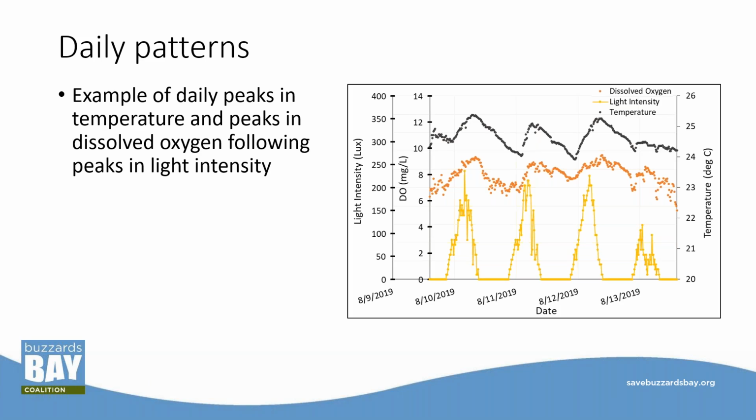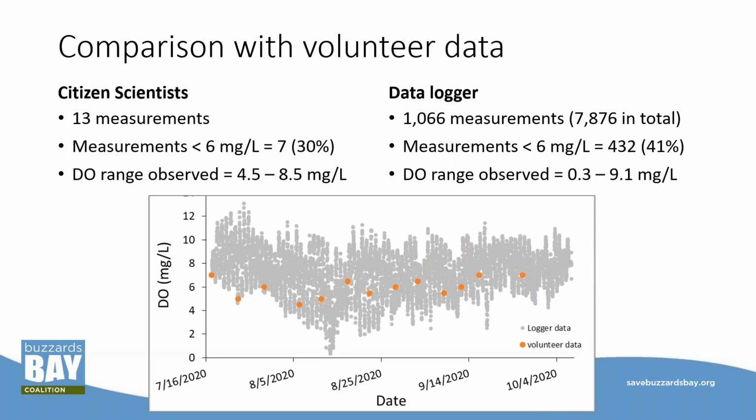So this is to show you an example of the different types of data that we collected, but now I'm going to focus in on the dissolved oxygen, since that's the critical data for application to management. So this is data now from the other side of the bay, from the Slocum's River, from this summer. And again, we have the date on the x-axis, and on the y-axis we have dissolved oxygen in milligrams per liter. The gray dots are our logger data, and the orange dots are our volunteer data.